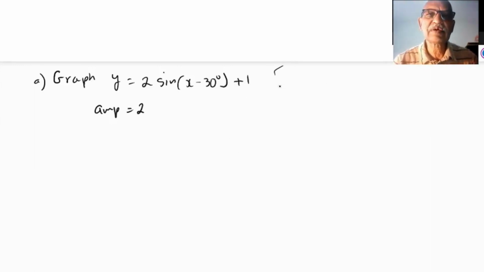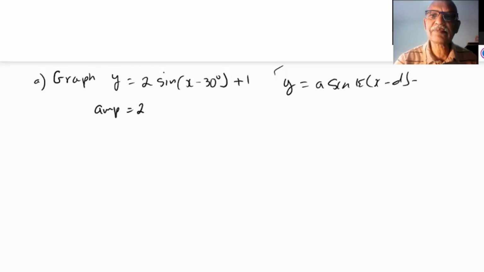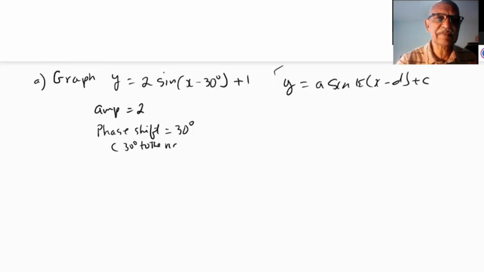We always compare this with what we have seen: y equals a sine of k times (x minus d) plus c. So a is the amplitude, and then the phase shift. Phase shift is whatever makes the bracket equal to 0. So the phase shift equals 30 degrees, which means 30 degrees to the right, because it's positive 30.